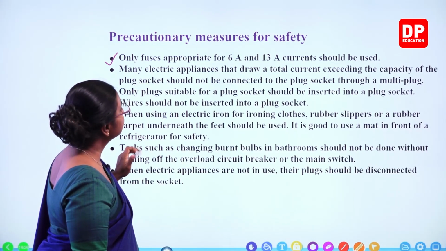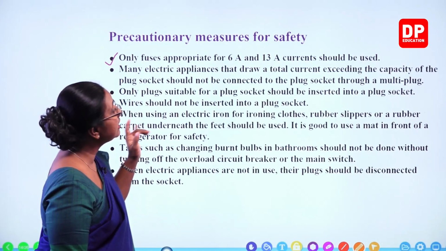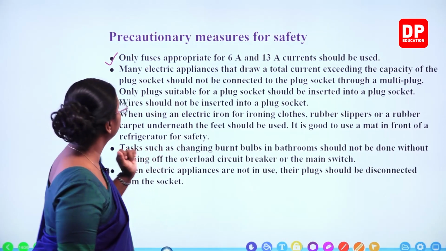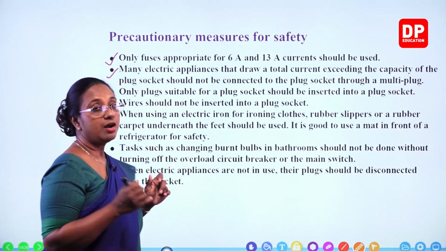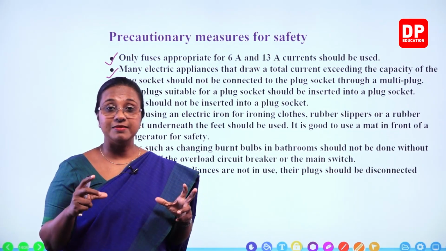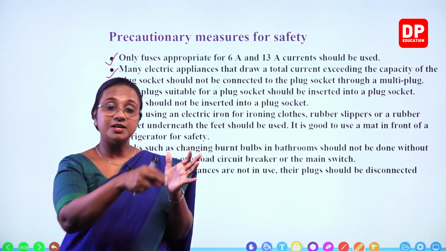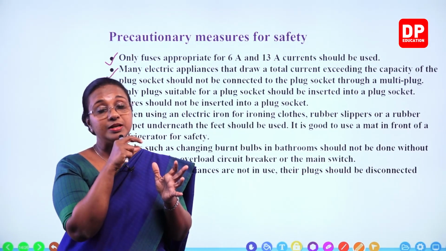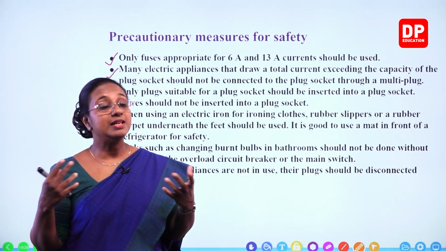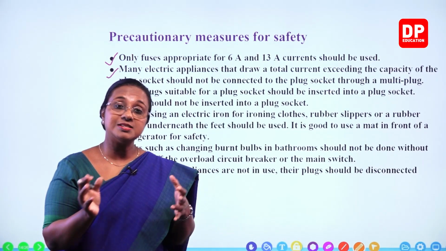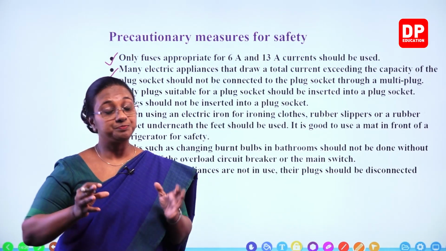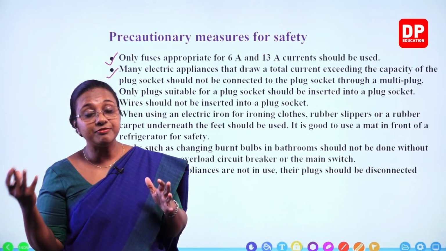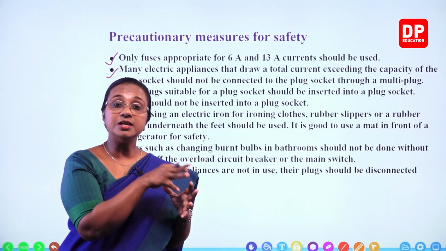Many electric appliances that draw a total current exceeding the capacity of the plug socket should not be connected to the plug socket through a multi-plug. The next one. Now, there are multi-plugs available. You are familiar with that. One plug top with many different types of holes. Say there will be a 2-pin square plug, 2-pin round plug. Then there can be 3-pin plugs, again different sizes, different types. So that is there for the purpose of connecting different types of plugs to the socket.